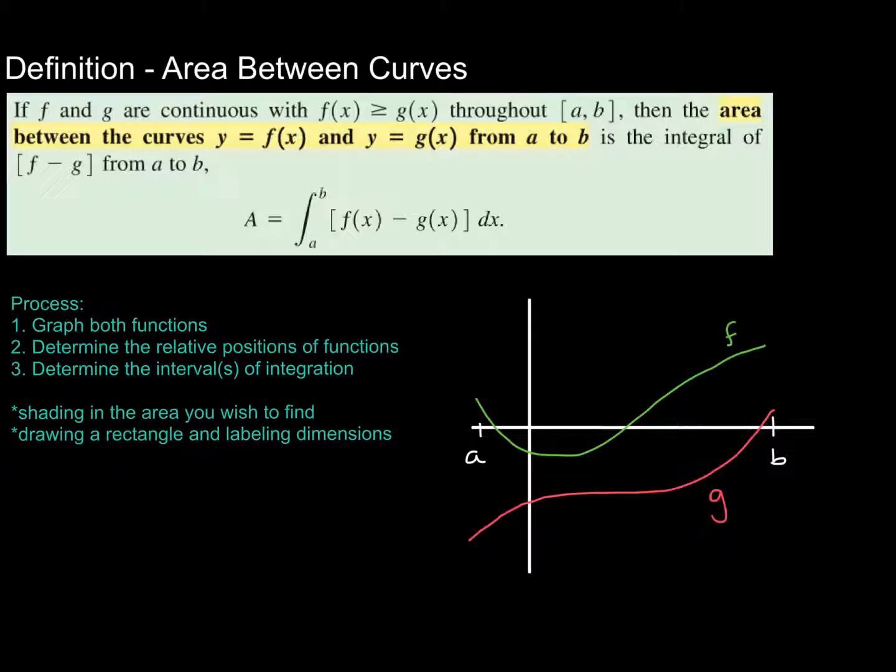Alright, first thing I want to mention is what is meant visually by f of x greater than or equal to g of x. As we saw in the discovery problem, visually that means f is above g throughout the interval, and it could also be the case that they momentarily touch, but f has to be at least equal to or greater than g throughout the interval so that I can use f minus g to find the height.